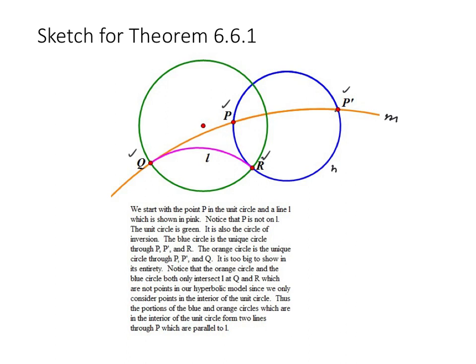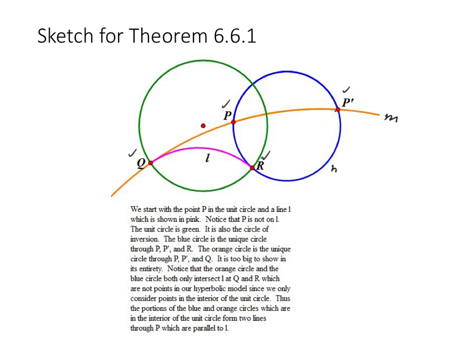So notice that both circles M and N are orthogonal to the unit circle because both circles contain P and P prime, right? So there was a theorem back in chapter 5 that says that if you have a circle containing P and P prime, then it must be orthogonal to the circle of inversion. And so that means that the hyperbolic lines in orange and in blue are really legit hyperbolic lines.